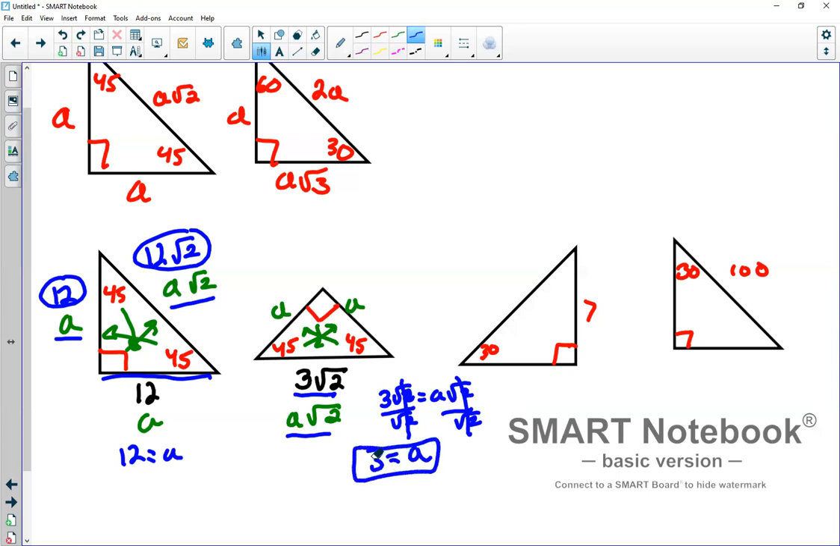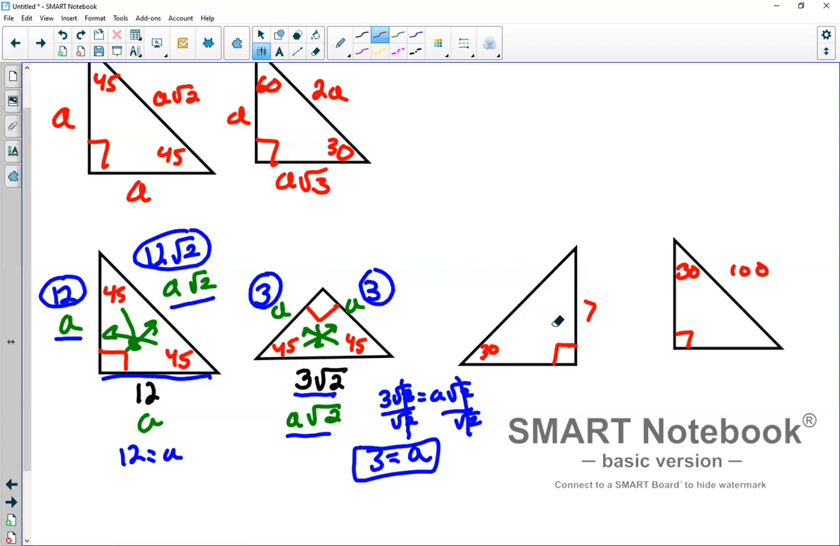Are you done? No. Because then you just plug it in. Since this is just A, it is 3. Since this is just A, this is 3. So these two 3's here are your actual answers. You have to fill in those sides.